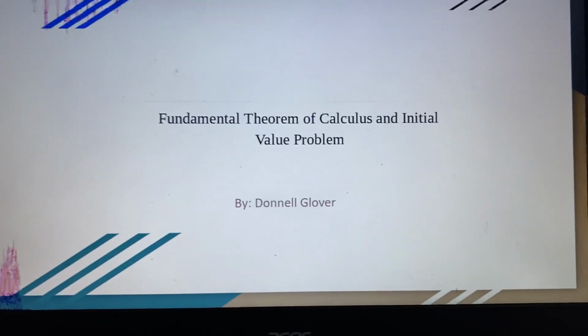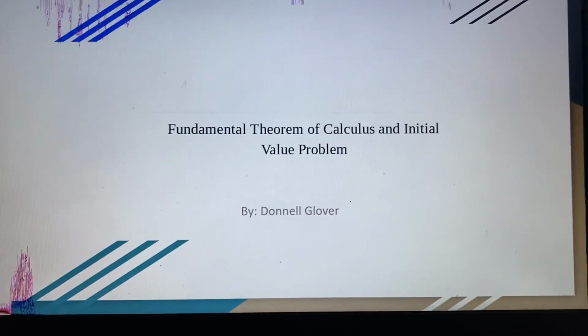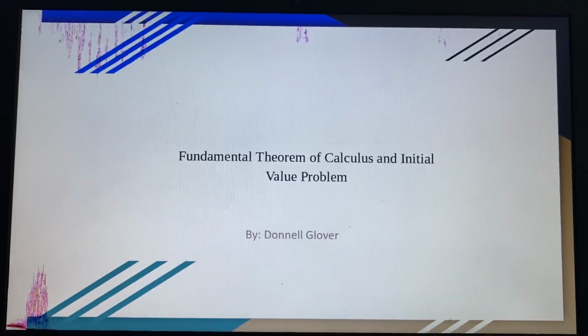I'll be talking about the fundamental theorem of calculus and initial value problem. Please excuse my screen, just a little messed up.